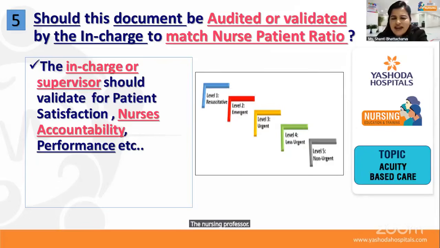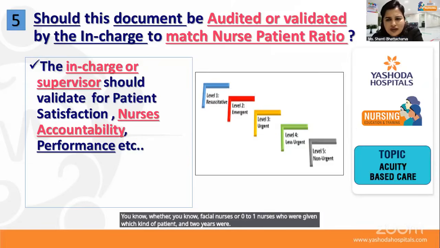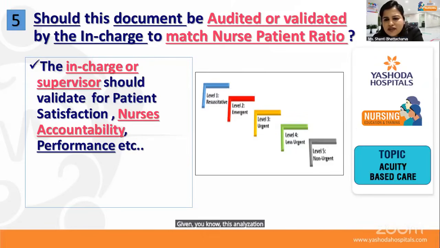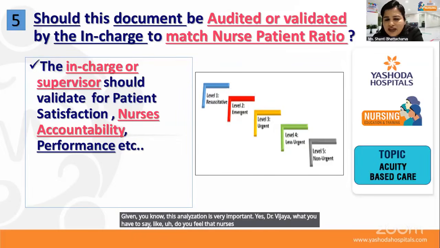I think by validation, you can always understand the gap, whether fresher nurses or nurses with 0 to 1 years and 2 years of experience were given which kind of patient. This analysis is very important. Dr. Vijaya, what do you have to say? Do you feel that nurses or students will be very accountable and we can see their performance? In short, yes. Over to you.